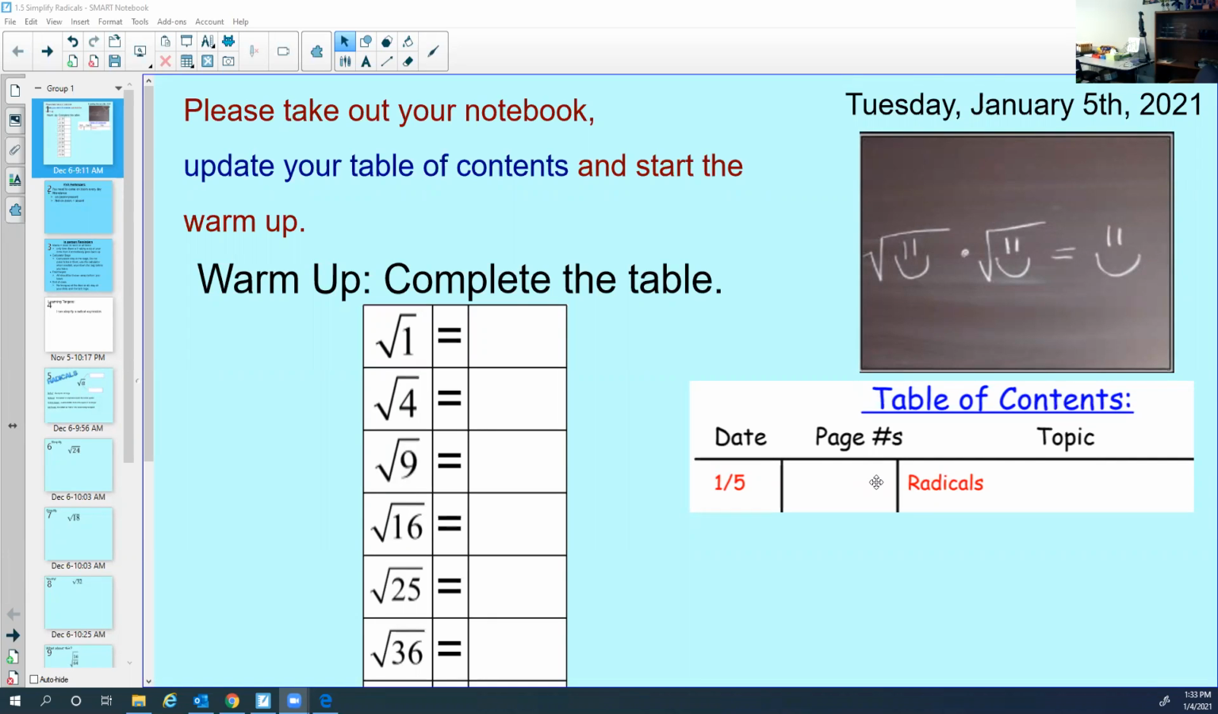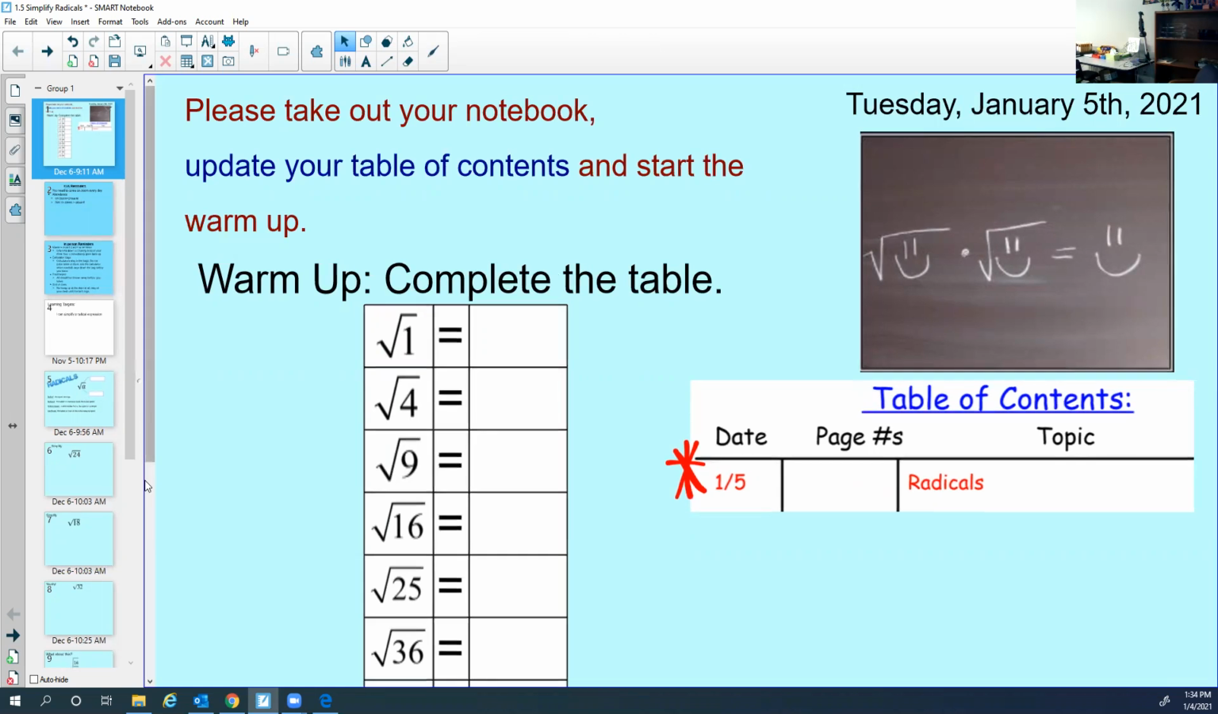This is the first set of notes. Make sure that you update your table of contents. Today we are talking about radicals. That's the title of your notes. So what I want you guys to do is to go ahead and complete this table here. Figure out what each of these is equal to.